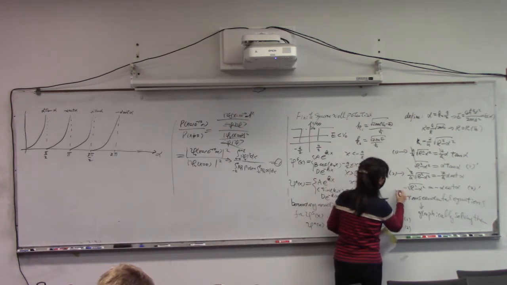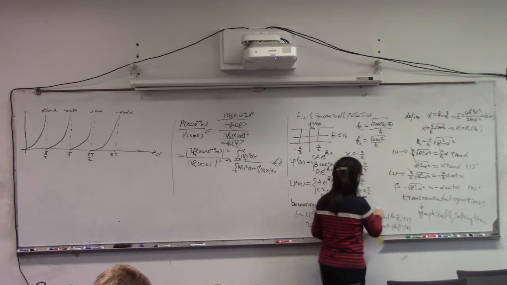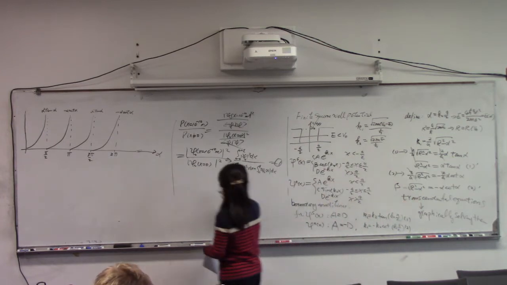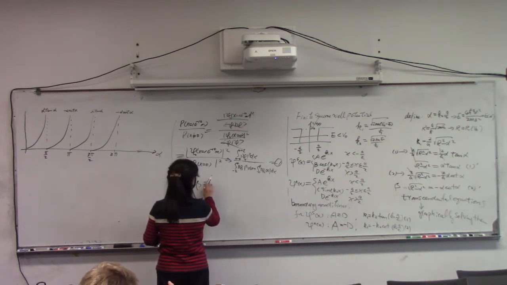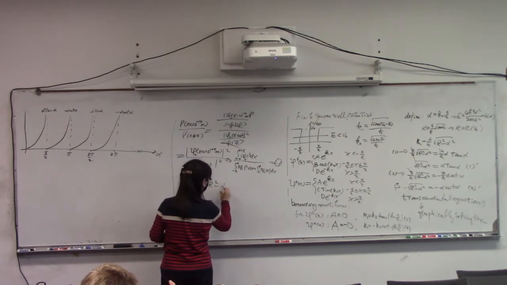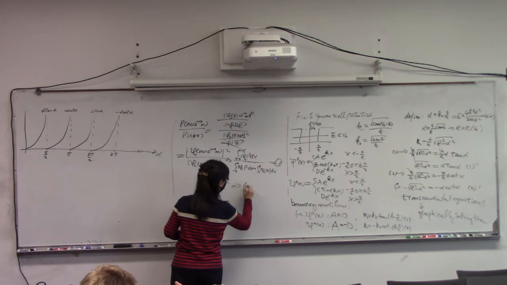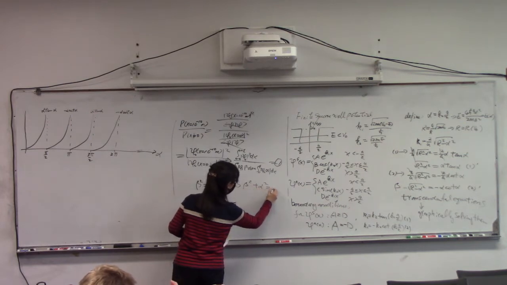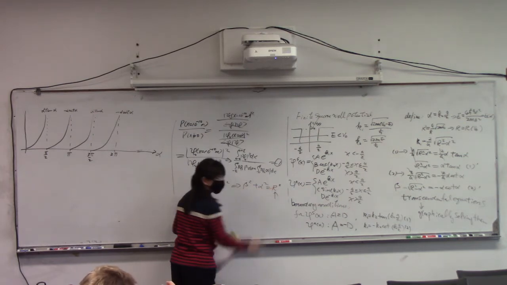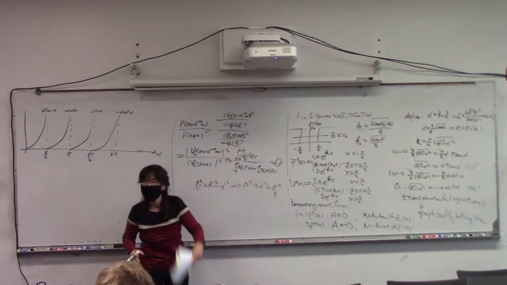I'm going to say this is a beta. And this function, beta square equal alpha square, r square minus alpha square. So that means beta square plus alpha square equal to r square. This is a constant, right? So this is a circle.